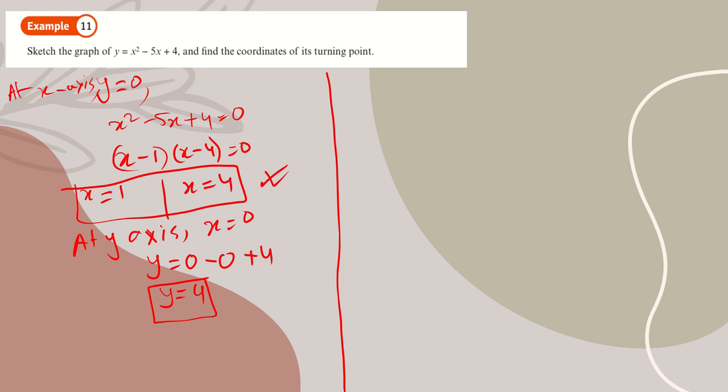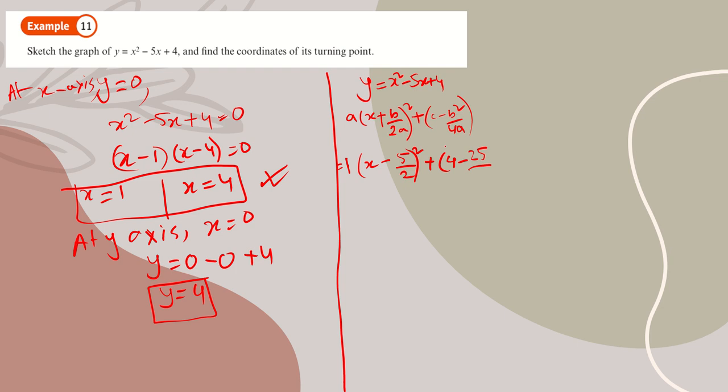Next we need to find the turning point. How do we find the coordinates of the turning point? First we have y equals x square minus 5x plus 4. You use the completing the square formula which we learned: a into x plus b by 2a whole square plus c minus b square by 4a. If we apply this formula, a is 1, so we write 1 into x minus 5 by 2 into 1, so 5 by 2 square, plus c is 4 minus b square, which is minus 5 square, is 25, over 4a. A is 1, so 4 times 1 is 4.